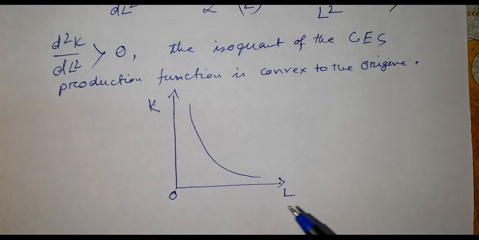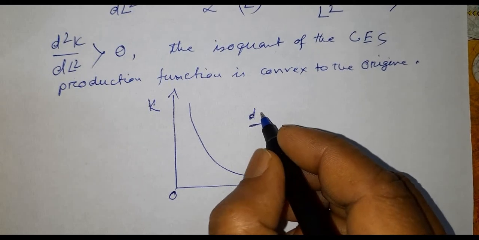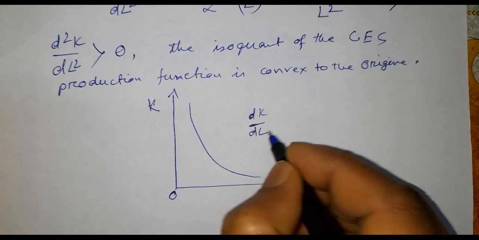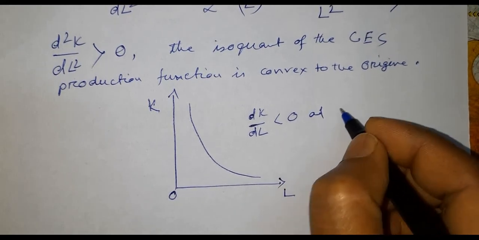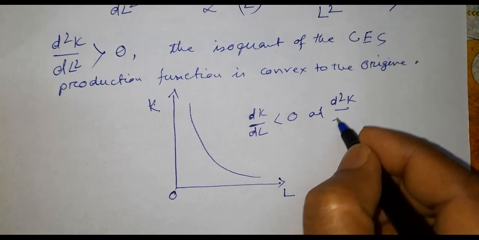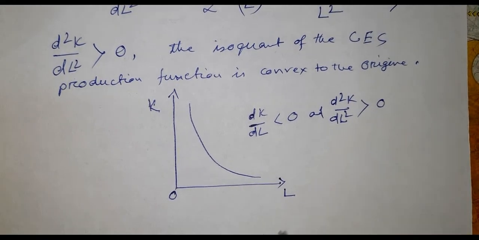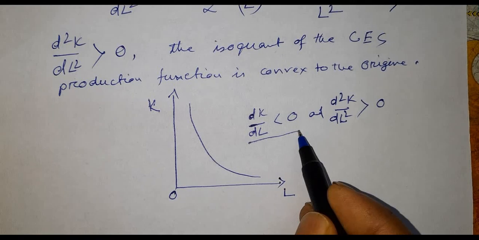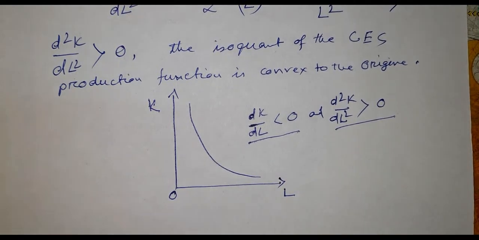So the isoquant of CES production function is negatively sloped and convex to the origin, and that is indicated by dk by dl is less than 0 and d square k by dl square is greater than 0. So this indicates the negatively sloped curve, and this indicates the convex curve.